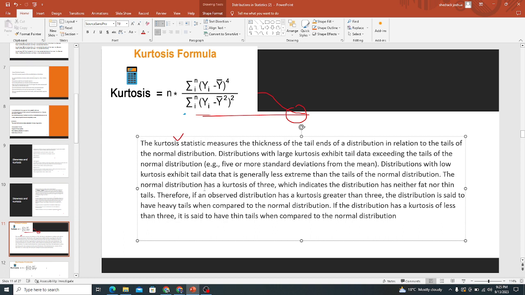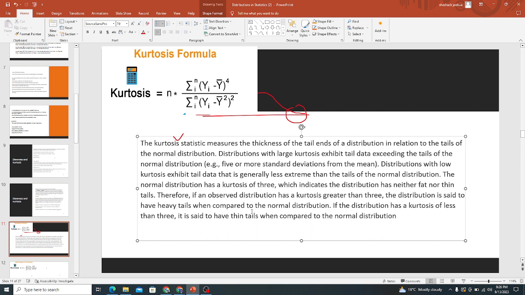The normal distribution has a kurtosis of 3, which indicates the distribution has neither fat nor thin tails. Fat basically means thickness. Therefore, if an observed distribution has a kurtosis greater than 3, then the distribution is said to have heavy tails, or thick tails, or fat tails. Whenever the distribution has a kurtosis value greater than 3, it is said to have heavy tails.